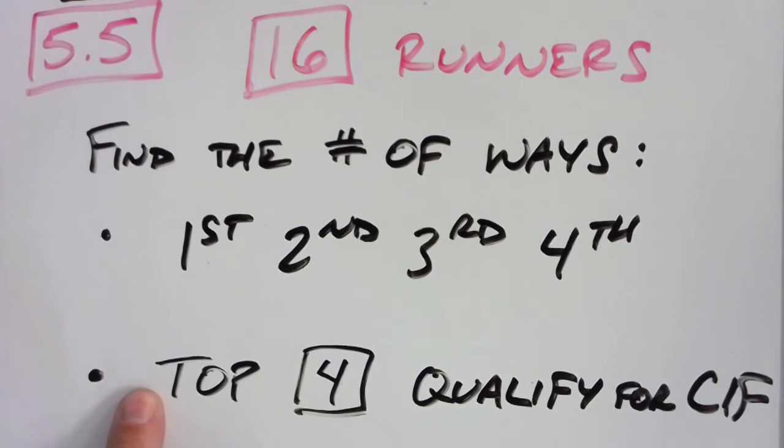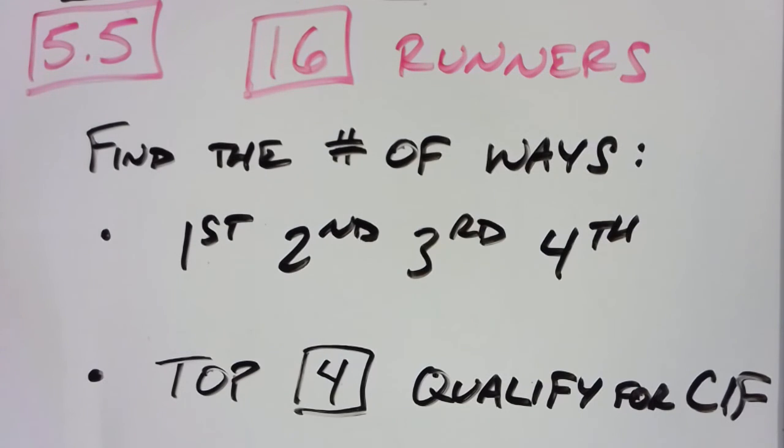Whereas with the second scenario, where the top 4 qualify, that's the other version that's expressed in Section 5, where they talk about combinations, where the order doesn't matter. So in this scenario, if you had runners A, B, C, and D, it doesn't matter who finishes first, second, third, or fourth. The top 4 qualify. So whoever finished first gets the same qualification as someone that finishes fourth. So in that case, the order does not matter. And so whether you get a combination of A, B, C, D or D, C, B, A, that's considered the same combination of people qualifying. So that would be counted as a single instance.